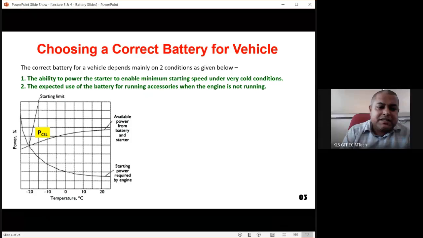Question is, at minus 10 can the car start? At minus 10 degrees can the car start? At minus 10 the power requirement is almost 30%. At minus 10 degrees centigrade the power available is almost 55 to 60%.